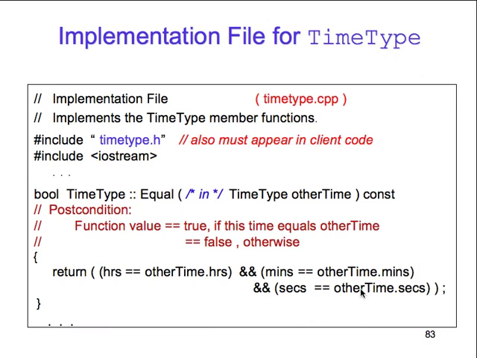So here's the implementation. We've seen the specification, but here's the implementation. This is the C++ file, and we're including time type.h. It must also appear in the client code, because we have to include it in both our implementation and our client code. Then inside of our implementation, here's where we're writing the code. We have Boolean time type equals, where we can see if one time is equal to another time. It takes one parameter, the other time, and it's going to return something. What we're doing is implementing anything that wasn't implemented in the .h file.